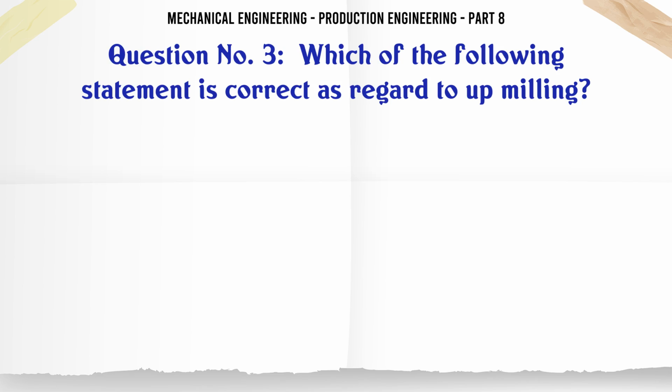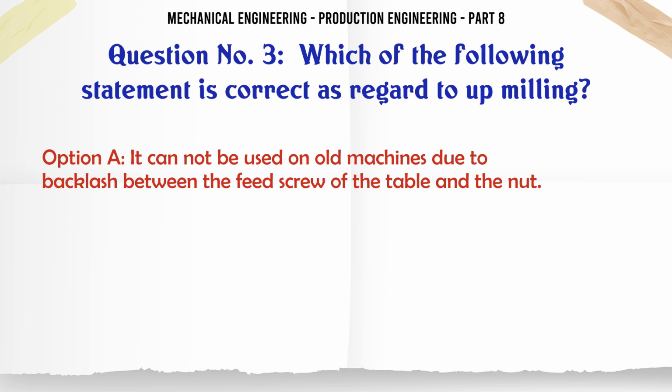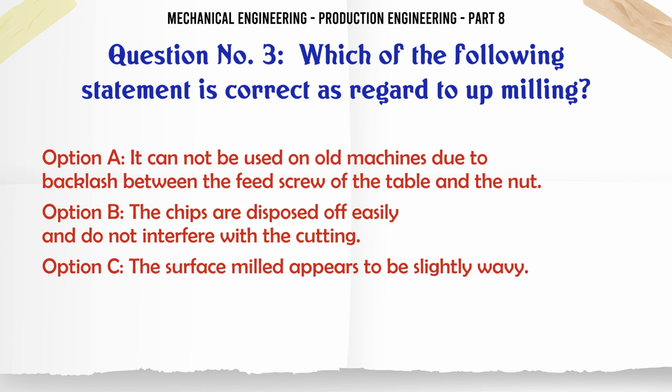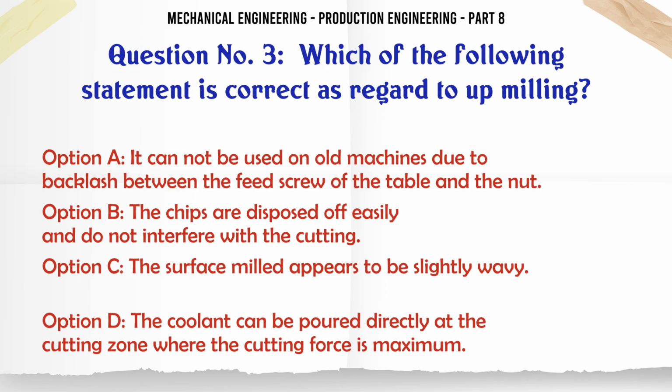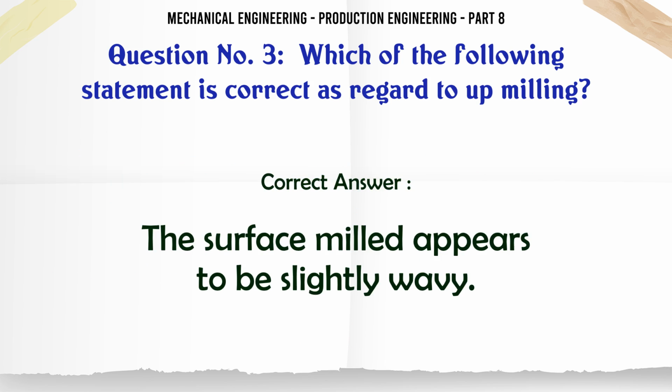Which of the following statements is correct as regards up-milling? A. It cannot be used on old machines due to backlash between the feed screw of the table and the nut. B. The chips are disposed of easily and do not interfere with the cutting. C. The surface milled appears to be slightly wavy. D. The coolant can be poured directly at the cutting zone where the cutting force is maximum. The correct answer is the surface milled appears to be slightly wavy.